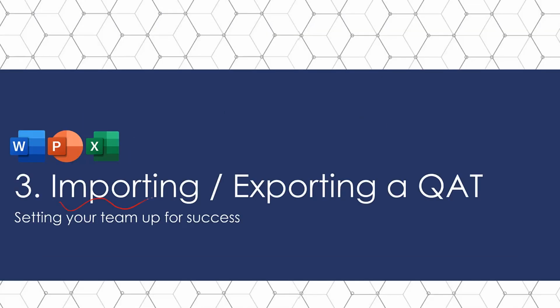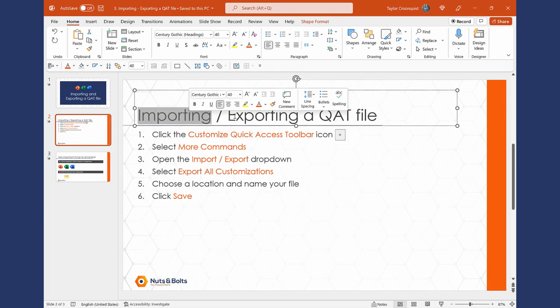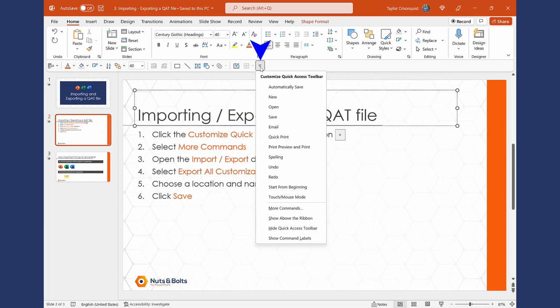Next, let's look how to import and export a customized Quick Access Toolbar file, which will help you set your team up for success. My only warning is this only works on PC versions of the Microsoft Office Suite as of this video. So let's first look at how to export a QAT file so that after you've set it up with your commands and features in the order you want it, you can then import it for your clients and colleagues. To export my QAT file, I'm going to come to the Customize Quick Access Toolbar options.